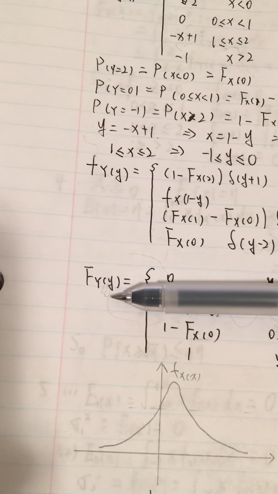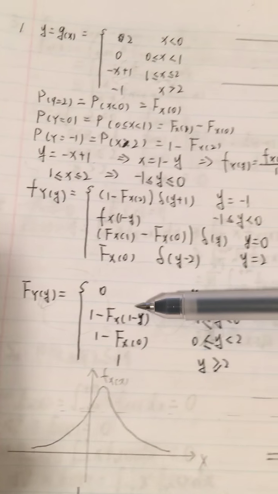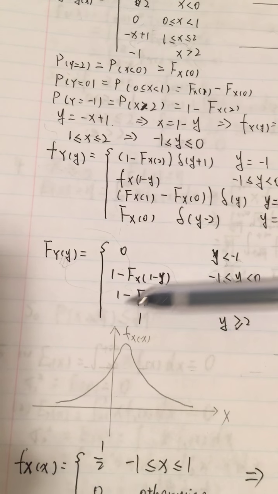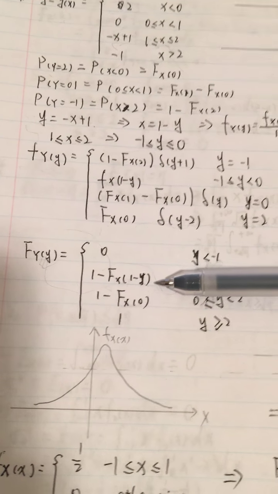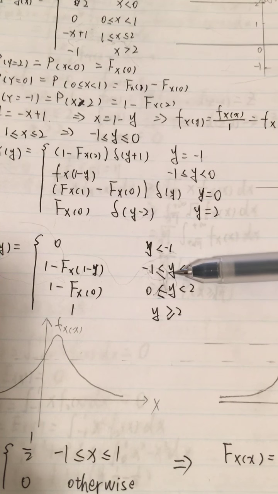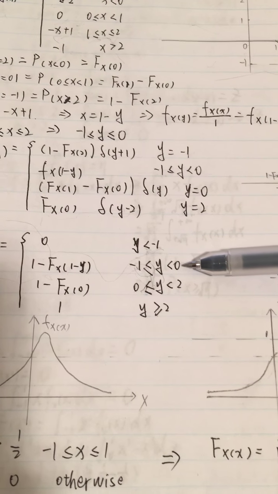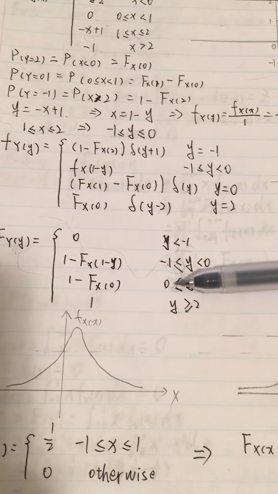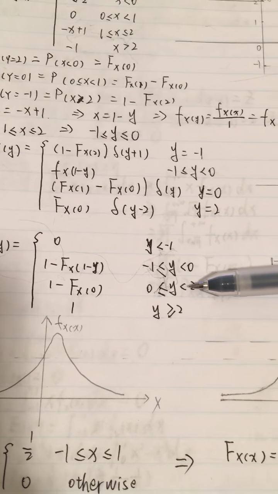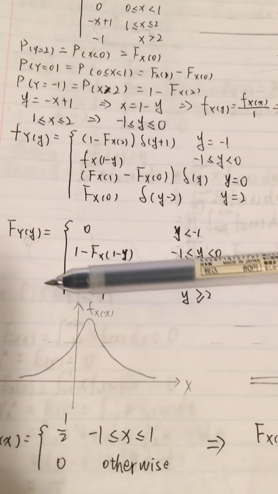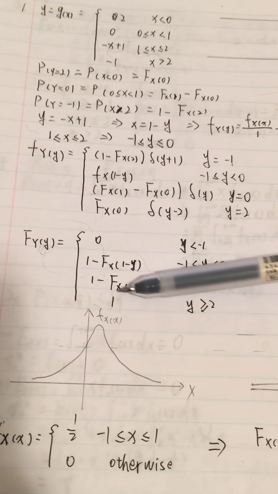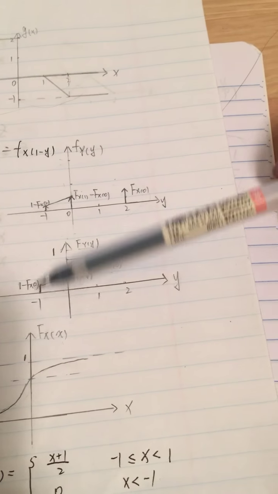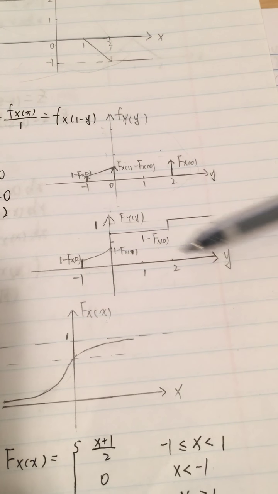And Fy of y equals 0 when y is smaller than minus 1, and Fy of y equals 1 minus Fx of 1 minus y when y is greater or equal to minus 1 and smaller than 0. And Fy of y equals 1 minus Fx(0) when y is greater or equal to 0 and smaller than 2. And Fy of y equals 1 when y is greater or equal to 2. And this is the sketch of Fy of y about y.